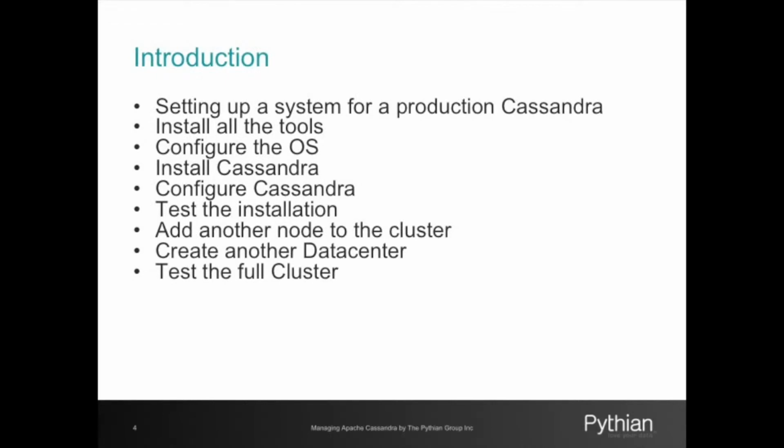So, we're going to set up a system for production Cassandra. These are the steps you follow if you actually want to go live. You need to install a set of tools. You need to properly configure your OS. The OS has to be Linux. There is a Windows version coming, but it's not considered stable yet. Then how to install Cassandra and configure Cassandra. How are you going to test the installation? How are you going to create the cluster? And adding a node to the data center and finally getting the full cluster working.